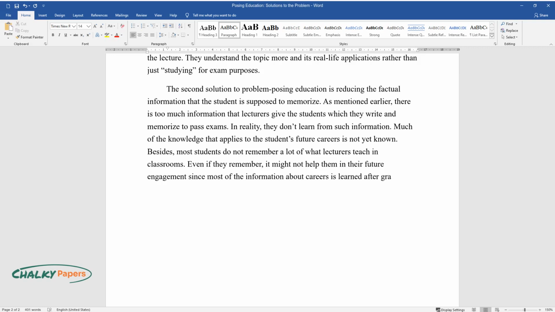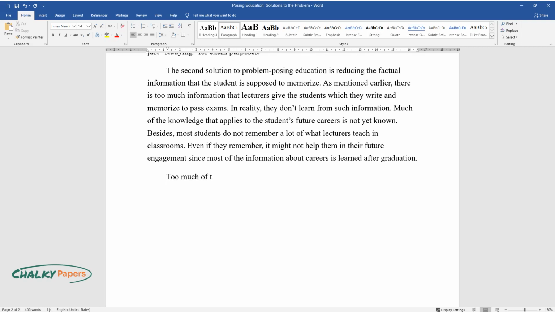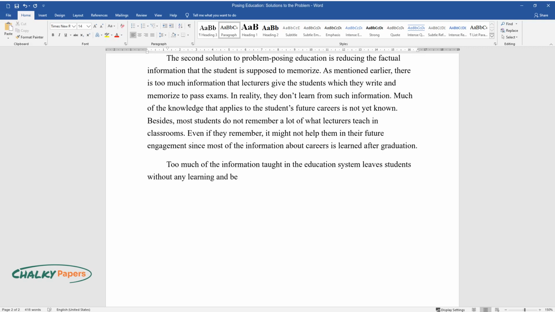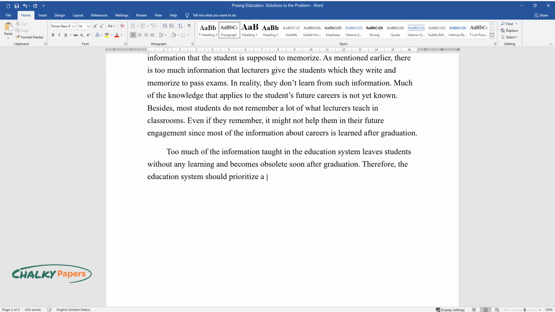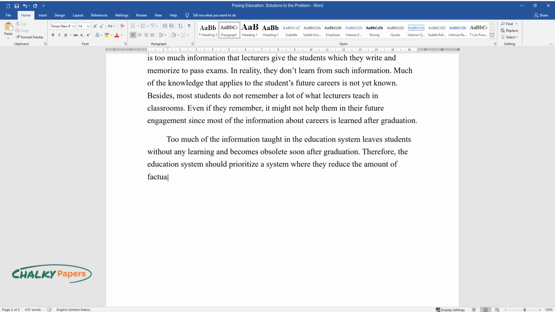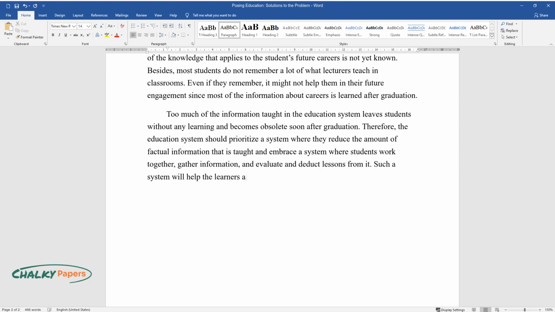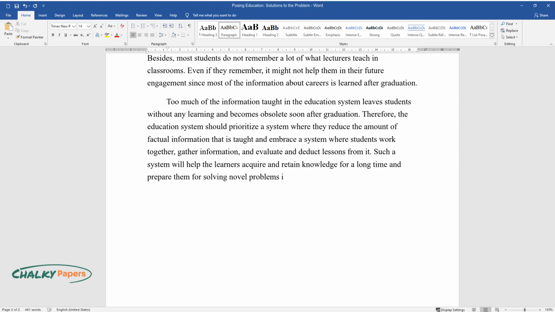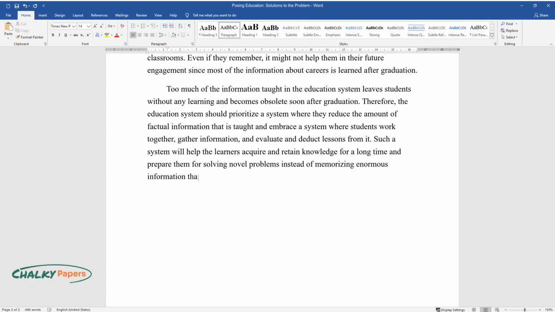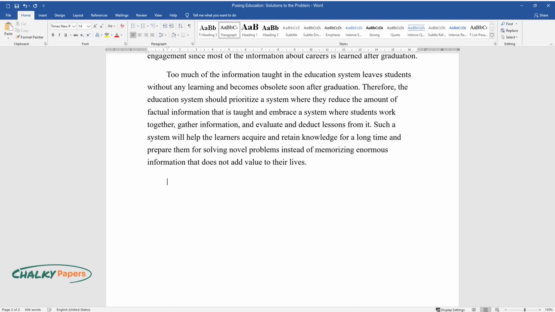Even if they remember, it might not help them in their future engagement since most of the information about careers is learned after graduation. Too much of the information taught in the education system leaves students without any learning and becomes obsolete soon after graduation. Therefore, the education system should prioritize a system where they reduce the amount of factual information that is taught and embrace a system where students work together, gather information, and evaluate and deduce lessons from it. Such a system will help the learners acquire and retain knowledge for a long time and prepare them for solving novel problems instead of memorizing enormous information that does not add value to their lives.